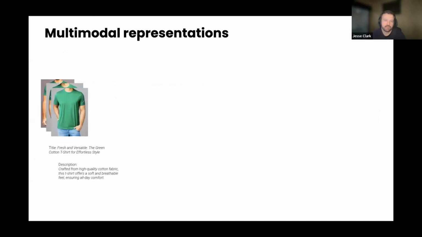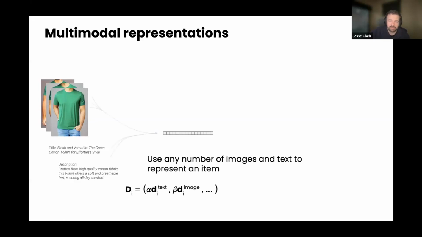Here's an example of what I mean when I'm talking about multimodal representation. It's an e-commerce example. Maybe you've got one image, maybe you've got 3 images, maybe you've got 10 images, maybe you've got an animation, maybe you've got some titles, some descriptions, some structured data. It could be any number of these. The entire catalog might only have some of it, maybe it's got all of it. So everything's going to have a different representation. But the idea is that we can use any number of these images and text to represent an item.